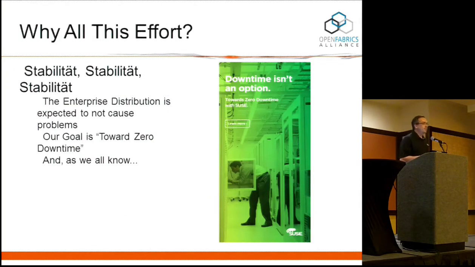So why all this effort? Well, stability, stability, stability. That's what the mantra is within the SUSE offices. We want to make sure that this is not causing problems within the system. And when you're talking high-performance computing and large-scale systems, this becomes extraordinarily important. You want to maintain things such as the greater than 6 days of human intervention. We have a goal towards zero downtime.